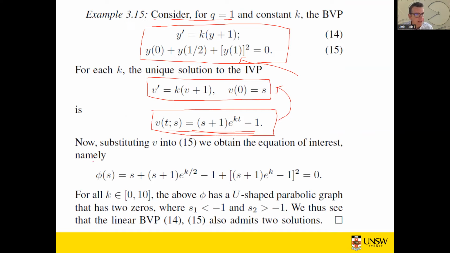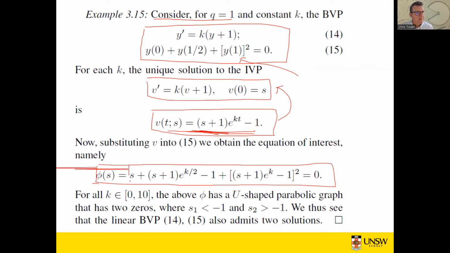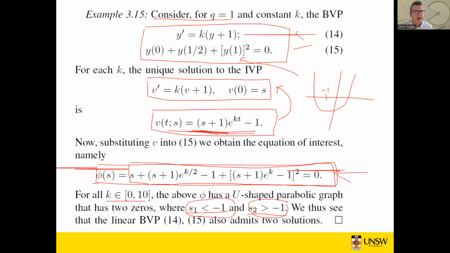And then we can sub this into our equation of interest. This is our old H equals 0 type equation. I've used phi over here. So now the question is, how many solutions does this equation have? Well, it depends on K, I guess, but for K between 0 and 10, this function phi looks something like that. I haven't drawn it exactly, but there's one solution to the left of -1, and there's one solution to the right of -1. So there are exactly 2 solutions to this problem. That means the original problem has exactly 2 solutions.